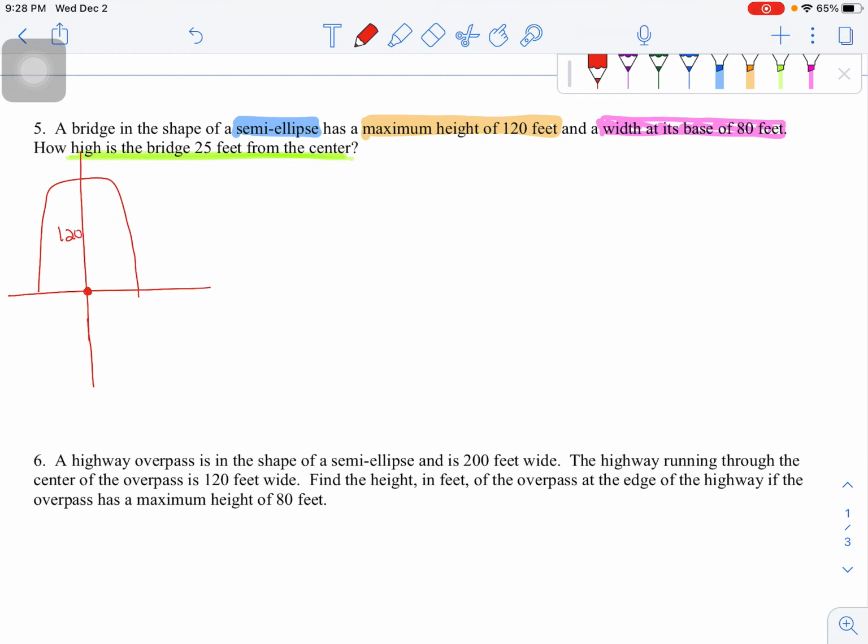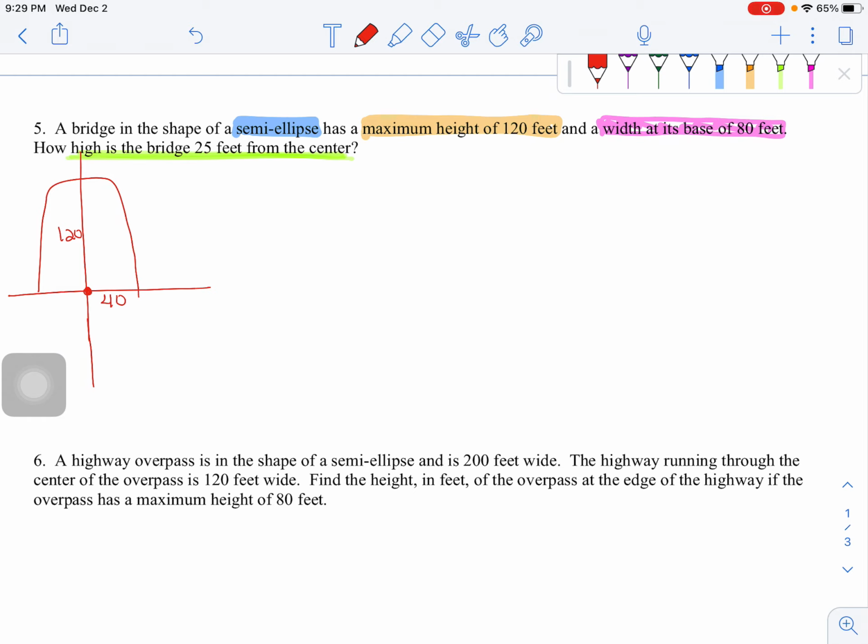Now, it says it has a maximum height of 120 feet, so it's going to be 120. And the width at its base is 80 feet. But remember that 80 feet is going to be across the whole thing. To figure out our semi-minor axis, we actually want to chop that in half. And so that's going to be 40 feet along the x-axis.